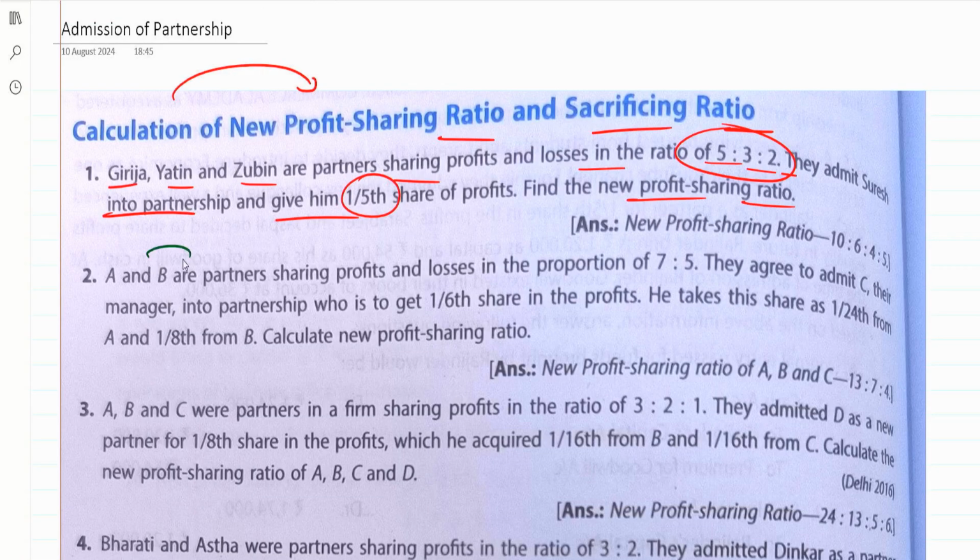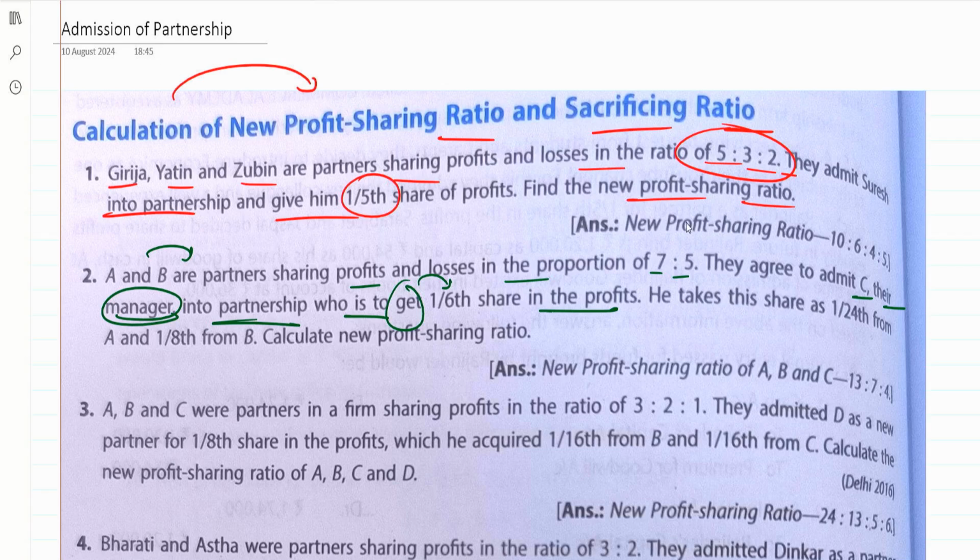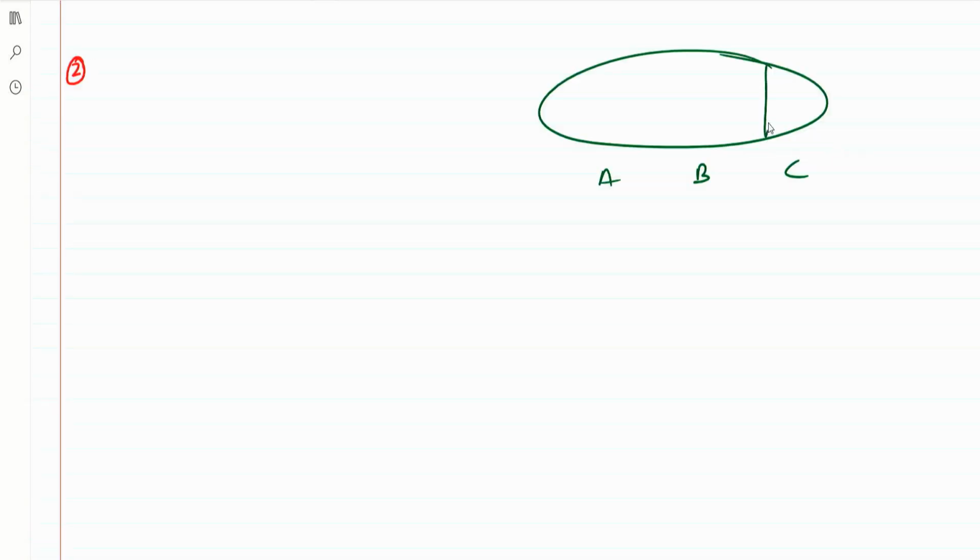सीमा, सेकंड क्वेश्चन देखो. इसमें सेकंड वाला क्या है क्वेश्चन? Now A and B are partners sharing profits and losses in the ratio what? 7:5. They agree to admit C for their manager into partnership who is to get 1/6 share in the profits. Okay, so let us understand. अब देखो ये watermelon है, that will be shared among whom? A, B, C. Now C is going to get how much? 1/6. So remaining कितना रहता? 5/6. This is one rule.